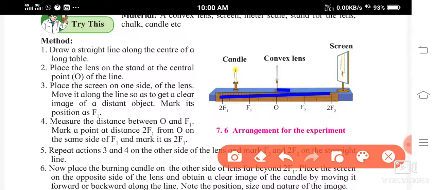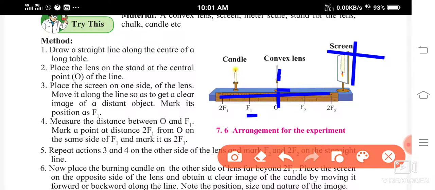Then place the screen and mark it as O. Now place the screen on one side of the lens. So this is the lens, you can see, and on one side of the lens you are going to place the screen. Move it along the line so as to get a clear image of a distant object. So you're going to move this screen so that you get a clear image of the distant object, and you're going to mark it as F1.